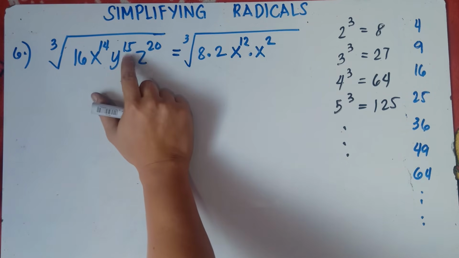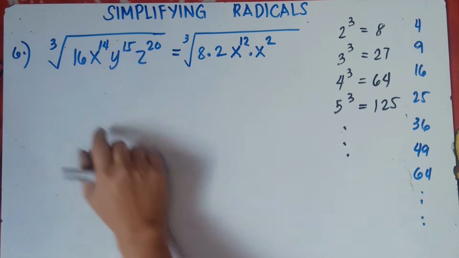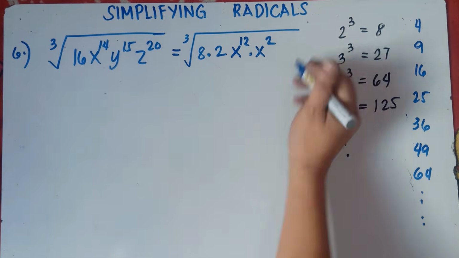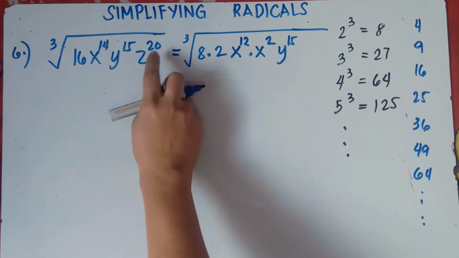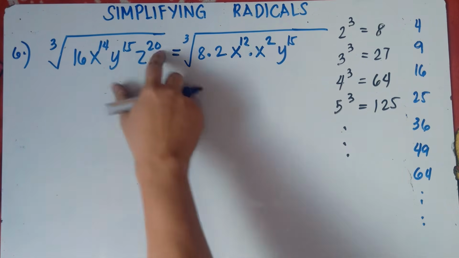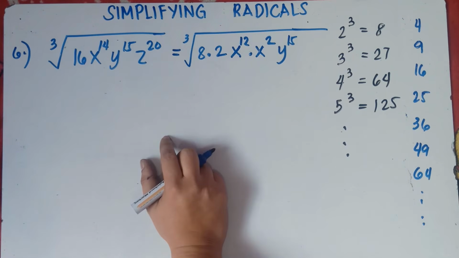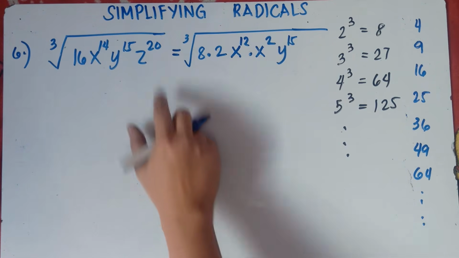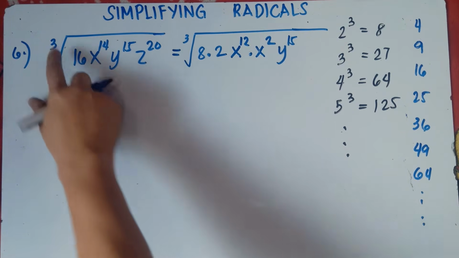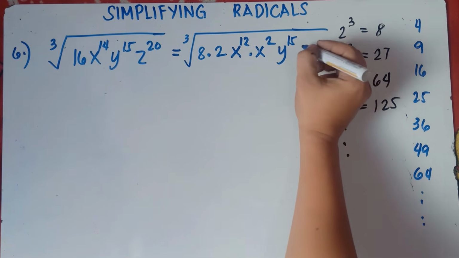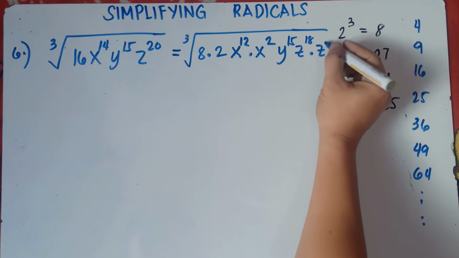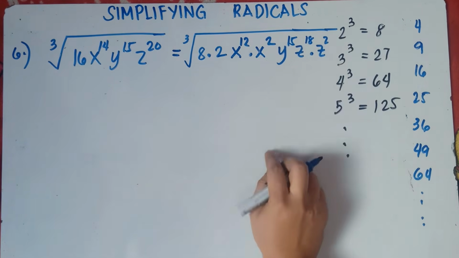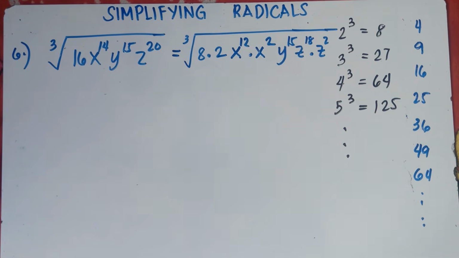Now for y, 15. Can we divide 15 by 3? Yep, we can divide 15 by 3. So simply copy y raised to the power of 15. How about for z, class? Can we divide 20 by 3? Nope, we cannot divide. What would be the number near to 20 that we can divide by 3? That's correct, that would be 18, right? So z raised to the power of 18 times z raised to the power of 2. 18 plus 2, that is 20.